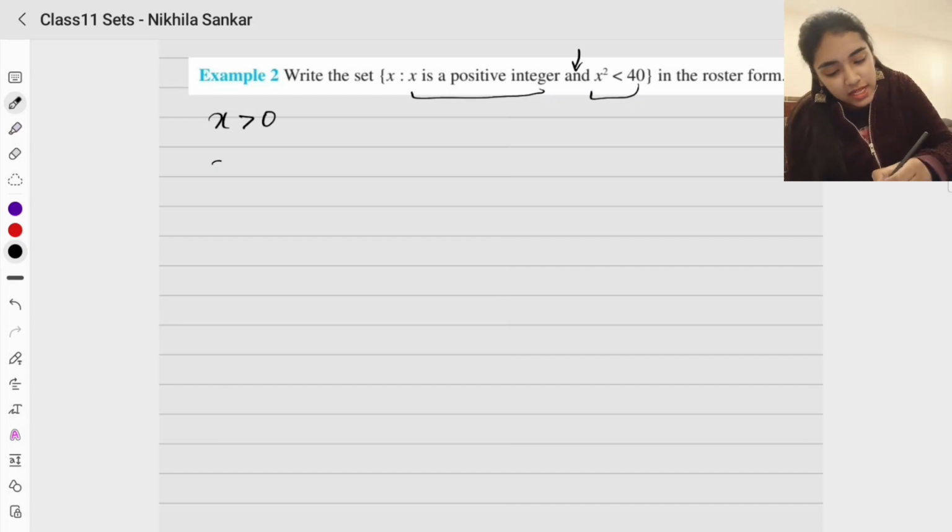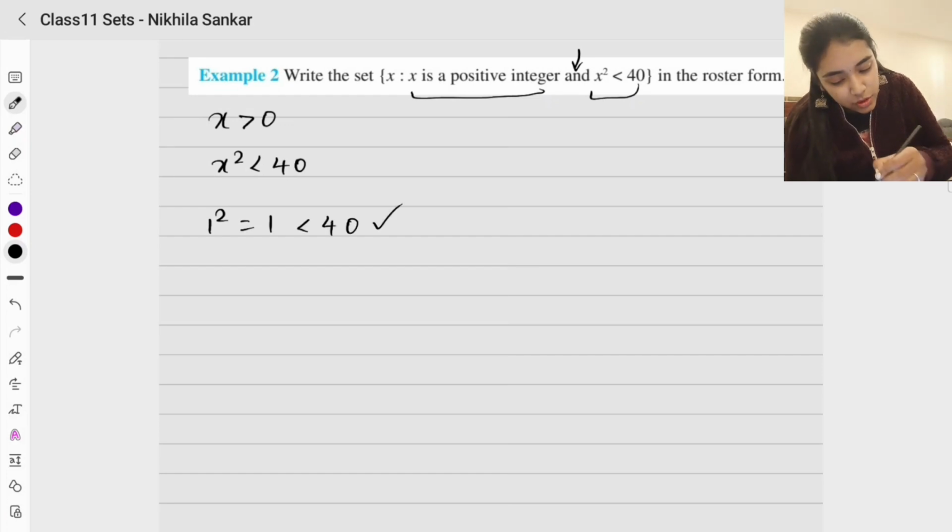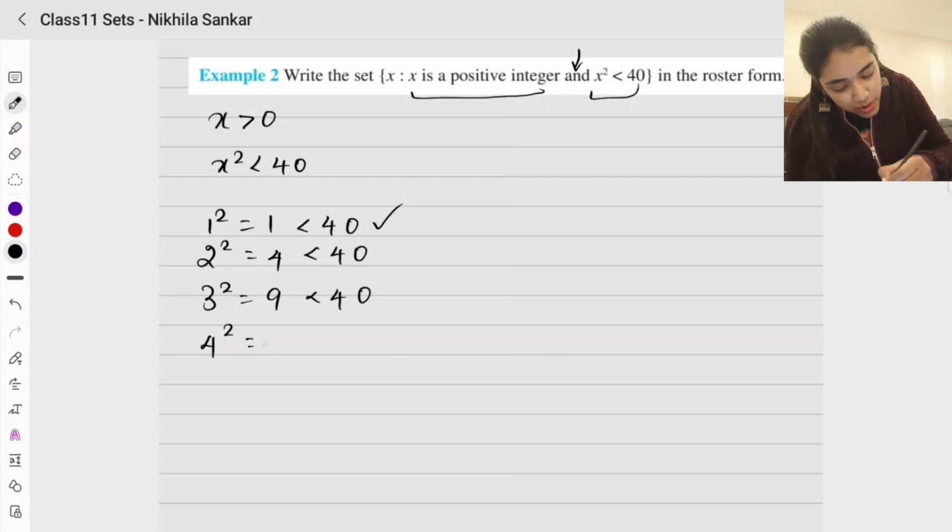So I have x square less than 40. So x square less than 40 na x என்னென்ன values எடுக்க முடியும்? 1 square is going to be 1. This is less than 40. Correct? True. Okay. 2 square is going to be 4. This is also less than 40. 3 square is going to be 9. This is also less than 40. 4 square equals 16. This is also less than 40. இங்க x ஓட values la enna? X இங்க 1, 2, 3, 4.